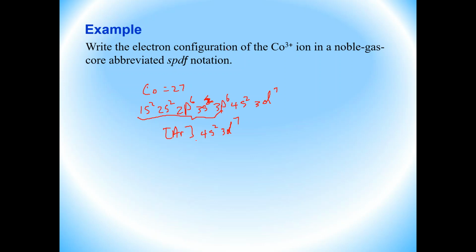of the atom. So that means that you're going to lose these 2 electrons here. So this subshell will disappear. And you're going to lose 1 from here. So the resulting electron configuration of cobalt 3 plus would be Ar 3d6. All right, so that would be the electron configuration of the cobalt 3 plus, the abbreviated version. Okay, so much for that.